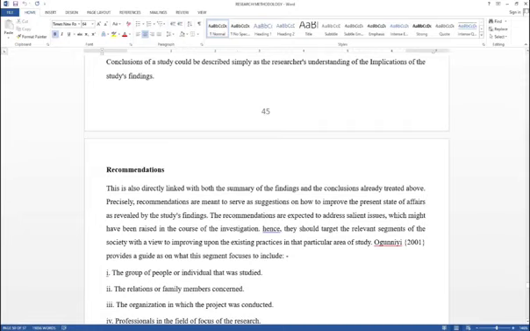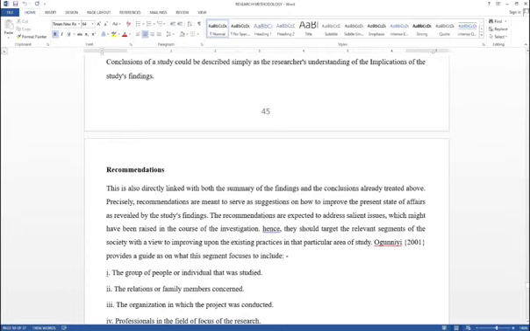The recommendations are expected to address salient issues that might have been raised in the course of the investigation. Hence, they should target the relevant segments of the society with a view to improving upon the existing practices in that particular area of study. Be in 2001.